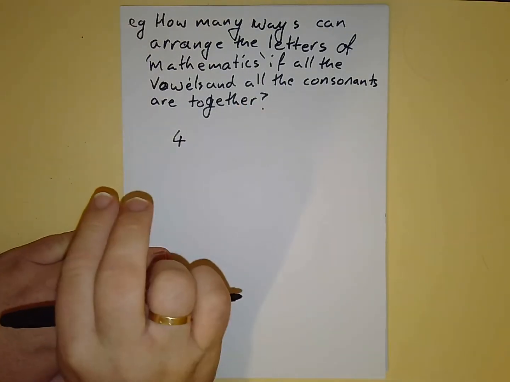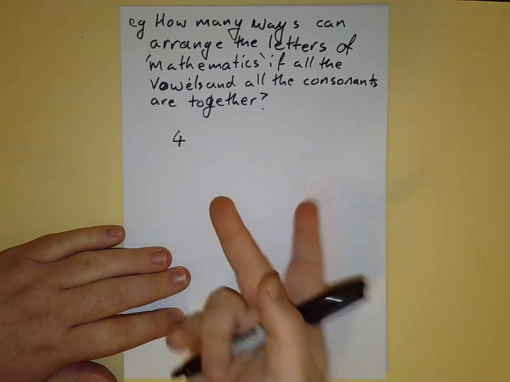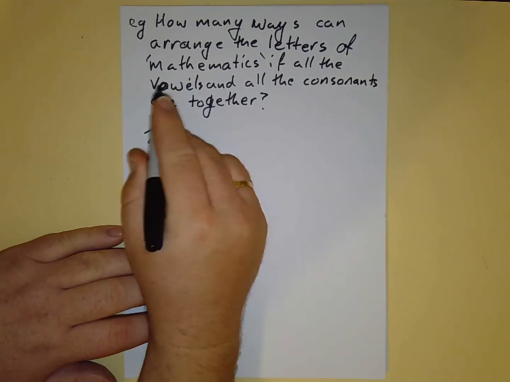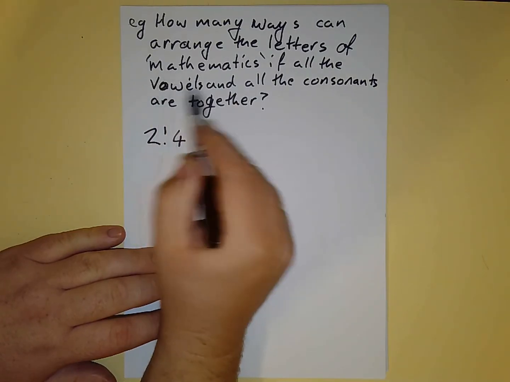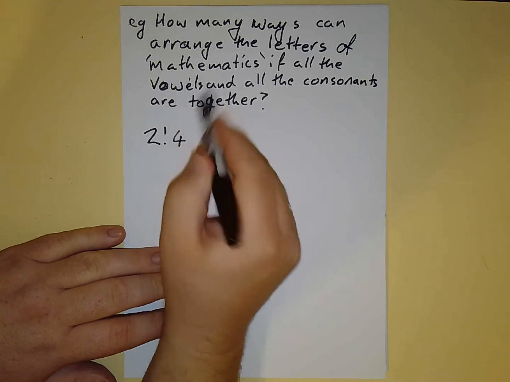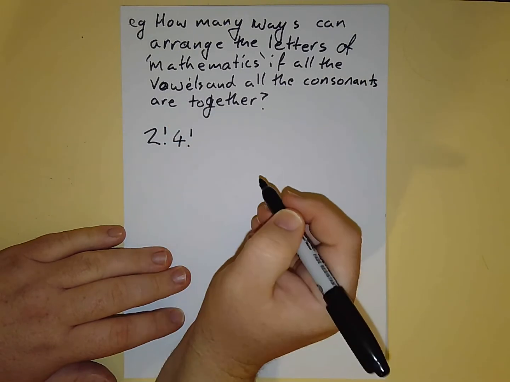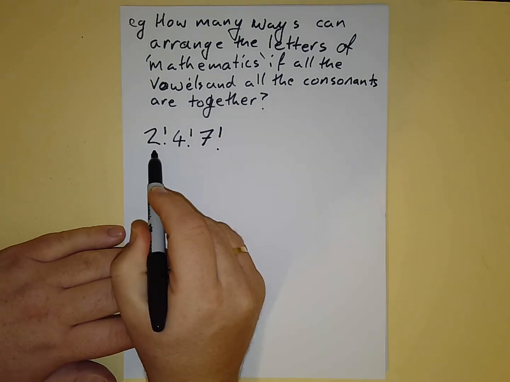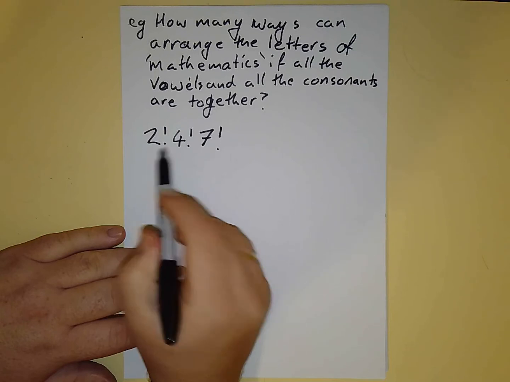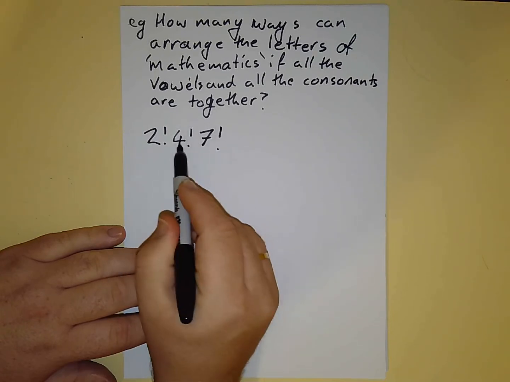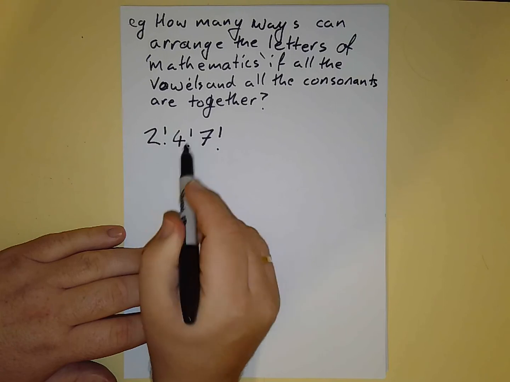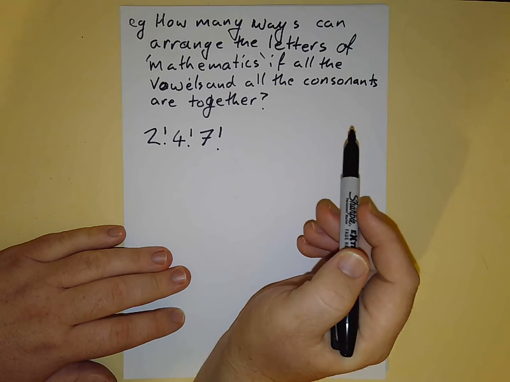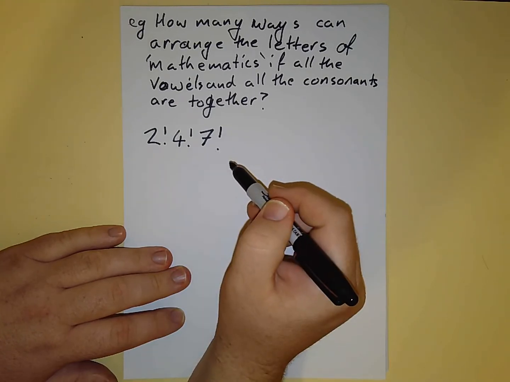Well, if all the vowels are together and all the consonants are together, I know it's vowels then consonants, or consonants then vowels. So that's 2 factorial. And then I talked about a moment ago, when I've got lots of objects together, in this case 4 vowels, there are 4 factorial ways of arranging them and 7 factorial ways of arranging the consonants. So the first 2 factorial is for vowels first or consonants first. And then the 4 factorial is the ways that we can arrange the vowels, and the 7 factorial is the way we can arrange the consonants.